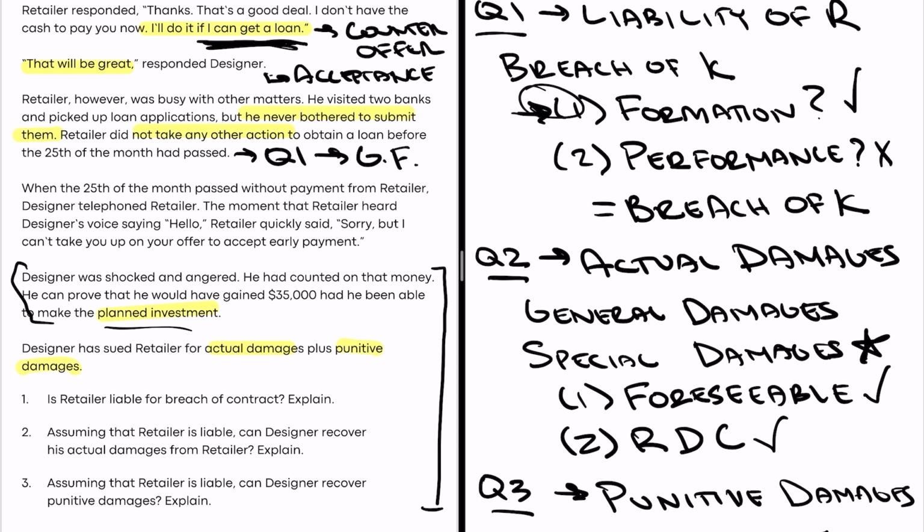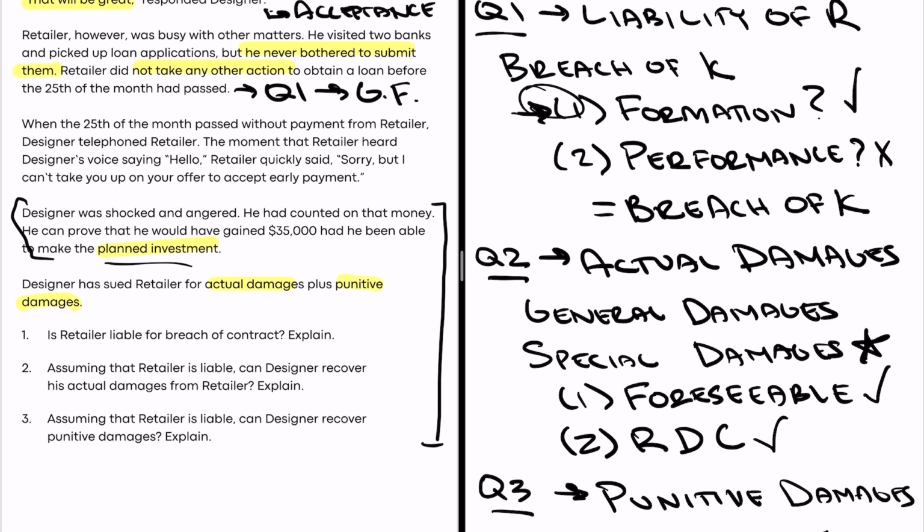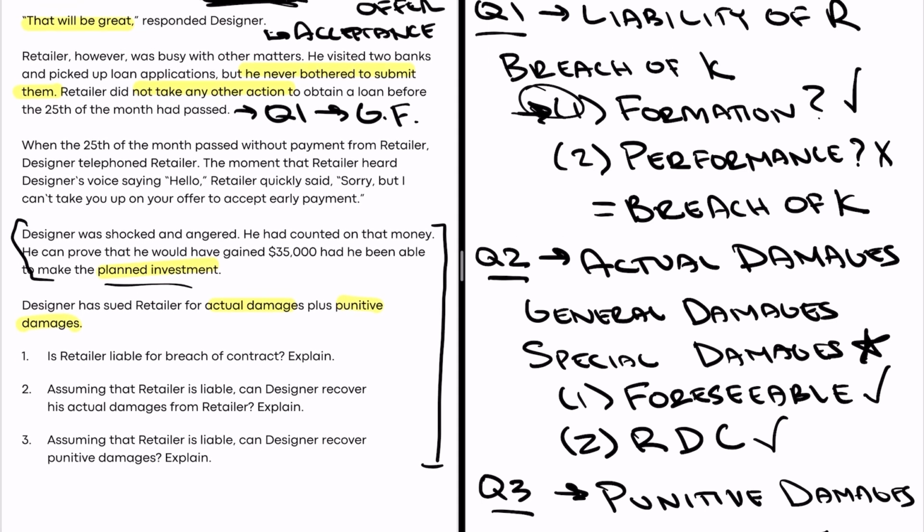in the contract. And because it looks like he never bothered to submit the loan applications and retailer doesn't take any other action to obtain a loan before the 25th of the month had passed, that seems like a violation of good faith. So that again goes to question number 1, liability of retailer. That's where we're going to find this breach.